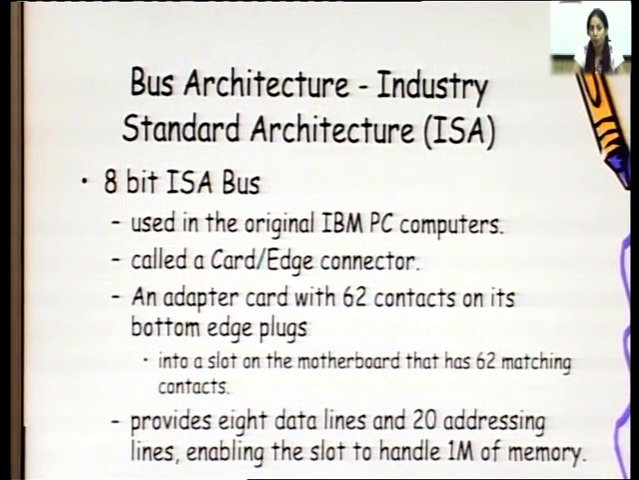These are the features of the ISA slots. The 8-bit ISA bus was used in original IBM PC computers, and it is also called a card edge connector. An adapter card with 62 contacts on its bottom edge plugs into a slot of the motherboard that has 62 matching contacts. It provides 8 data lines and 20 addressing lines, enabling the slot to handle 1 megabyte of memory.